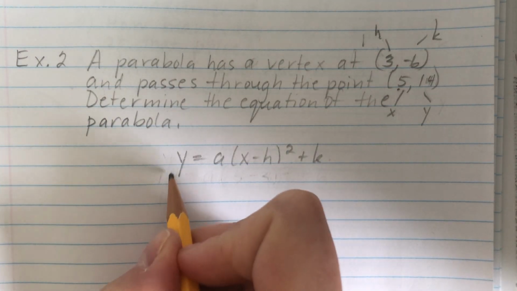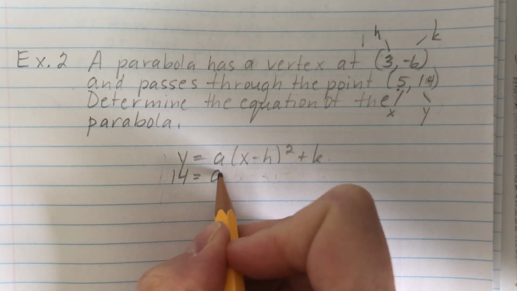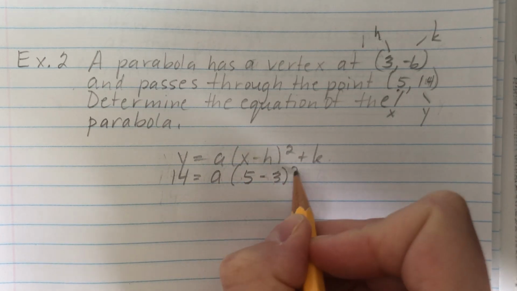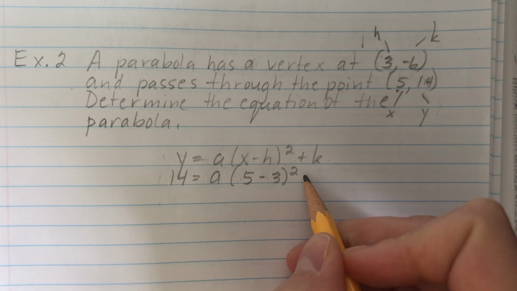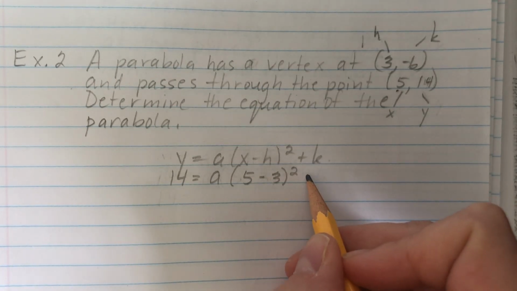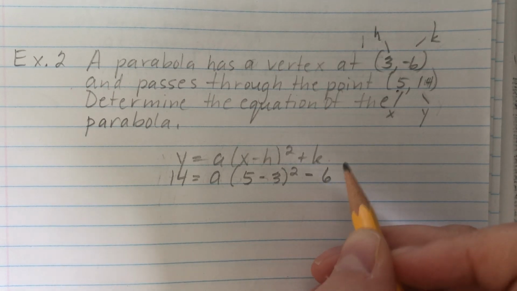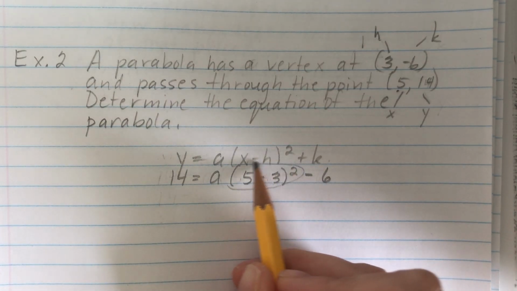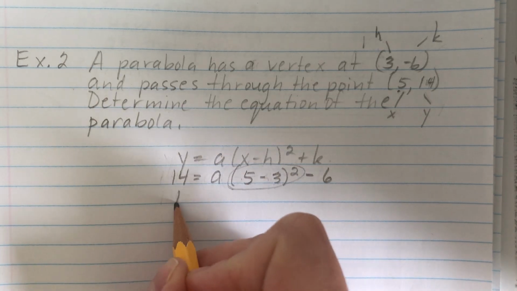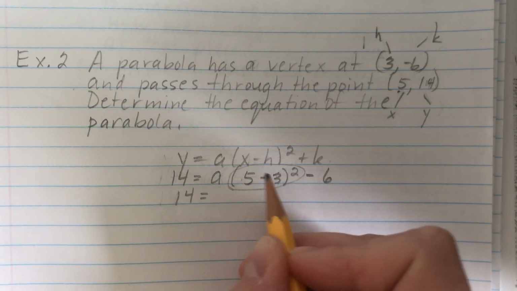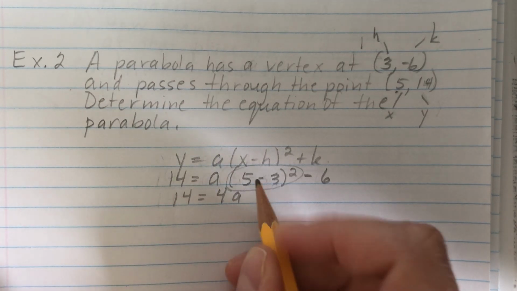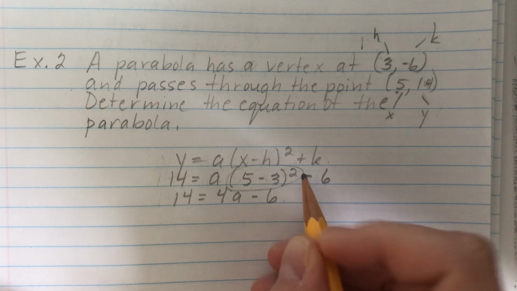to give us 14 is equal to a times (5 minus 3) squared. And then instead of writing plus negative 6 when I replace the k value, I'm going to simplify the signs, just put minus 6. And I'm going to evaluate this part here. 5 minus 3 is 2. 2 squared is 4. So I have 14 is equal to a times 4, or 4a, because we write the number before a variable, minus 6.